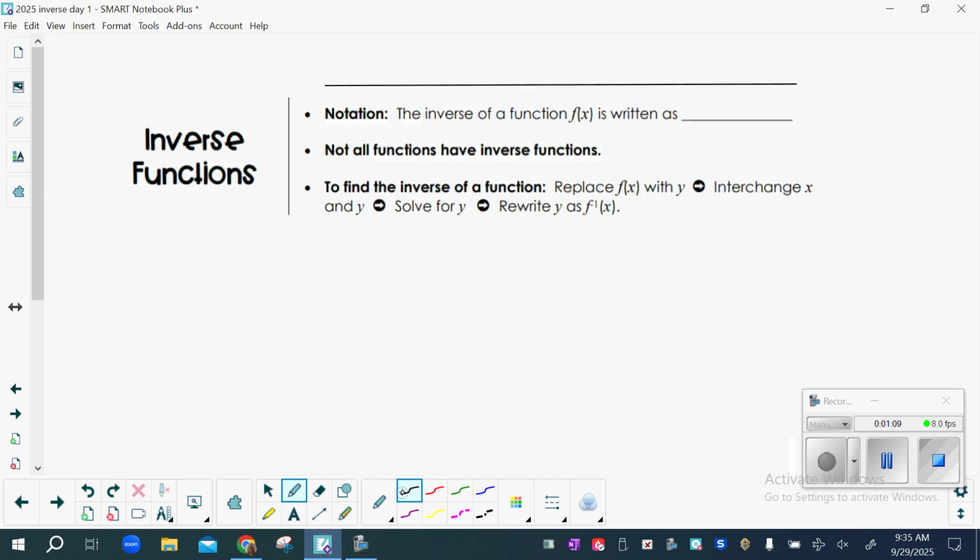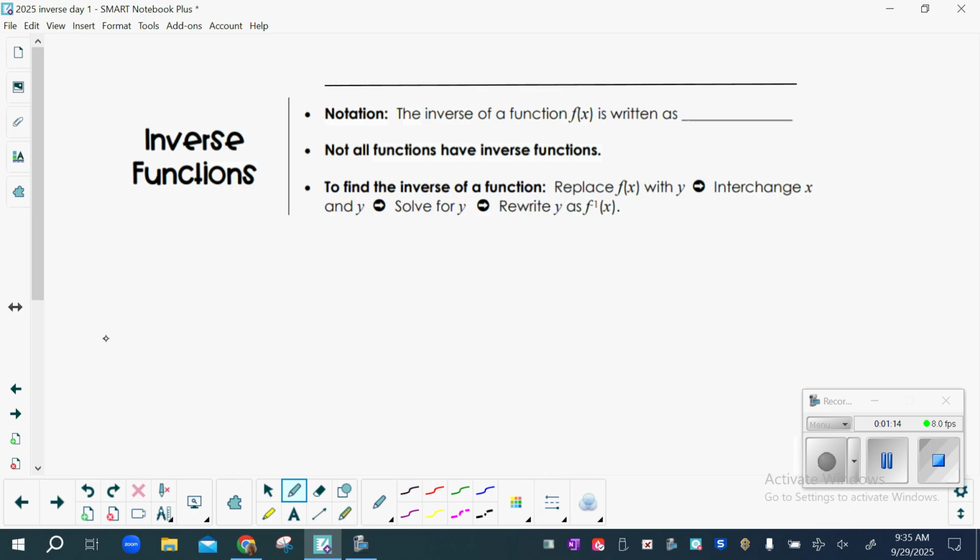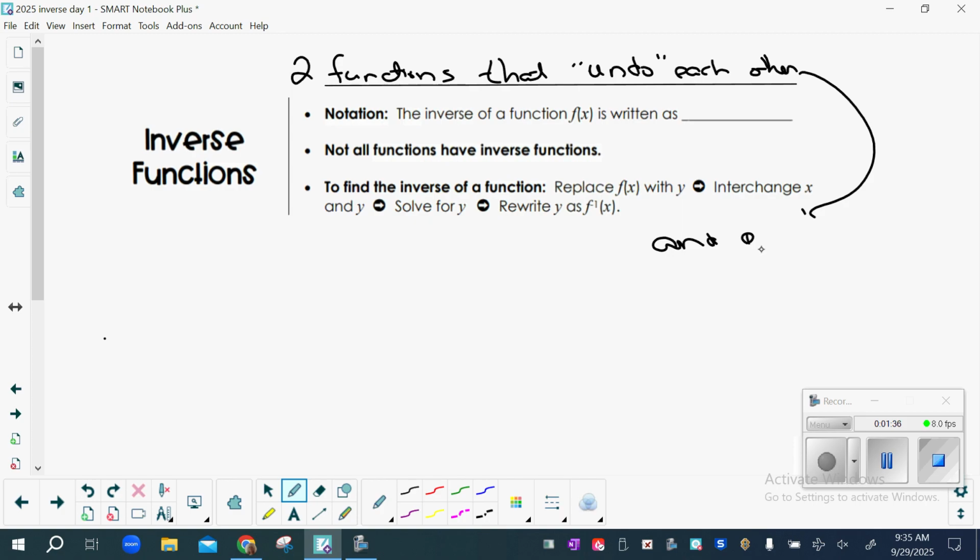So let's write that down right here. Are you ready on your paper? You got your pencil out. Two functions that, and I use little quotes here, "undo" each other and get you back to your starting point.